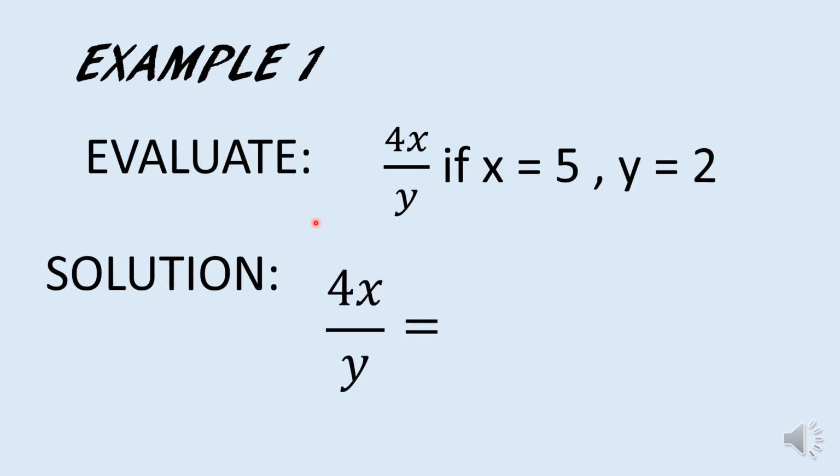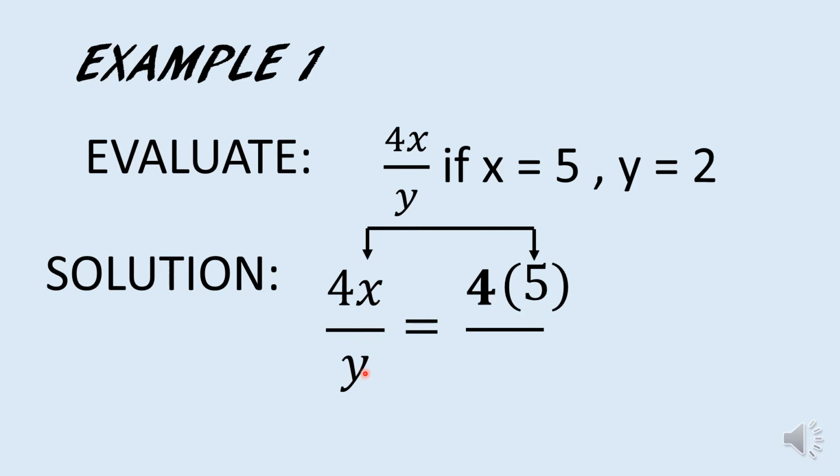So again, rewrite 4x over y. Then we're now going to plug in 5 dito sa ating x. So first is just to copy 4 here. And then, yung x dito, magiging 5 na siya. So, you have now 4 times 5. So, naglagay tayo ng parentheses to denote na na-plug in na natin and also magiging multiplication yung operation niya.